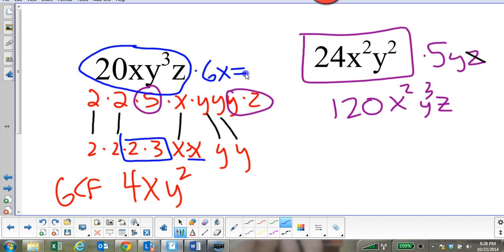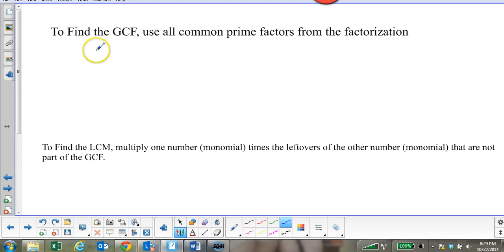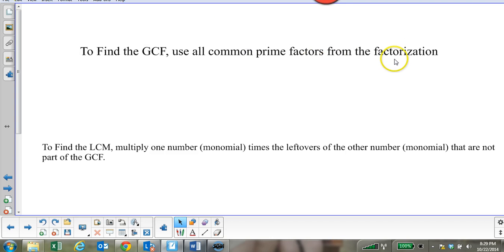what would that give me? Well, 20 times 6 is 120. x times x is x squared, y to the third z, and 120 x squared y to the third z, that's the LCM. So it doesn't matter which way you do it. Leftovers of one number times the opposite number. Essentially, you're multiplying them together, but you're not using the GCF twice, you're only using it once. So to recap, to find the GCF, we're going to use all common prime factors from the factorization. To find the LCM, we're going to multiply one number, or a monomial, times the leftovers of the other number that are not part of the GCF.